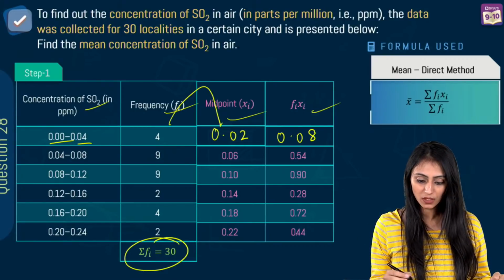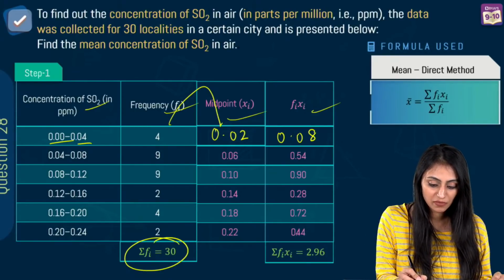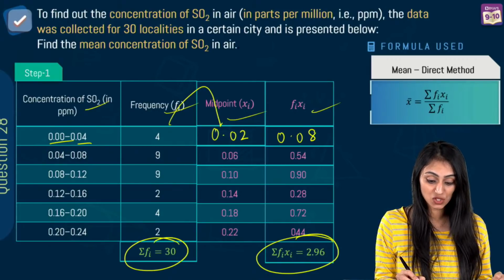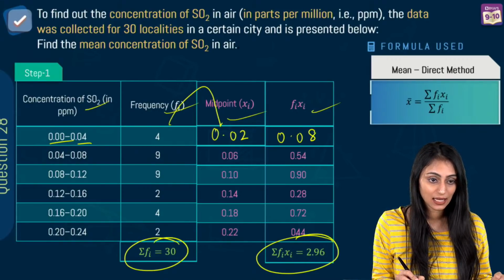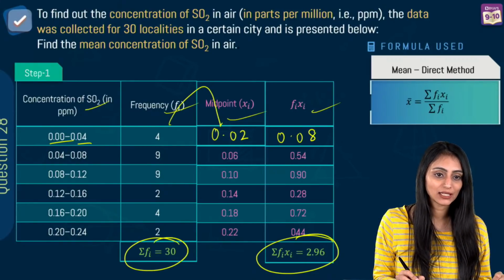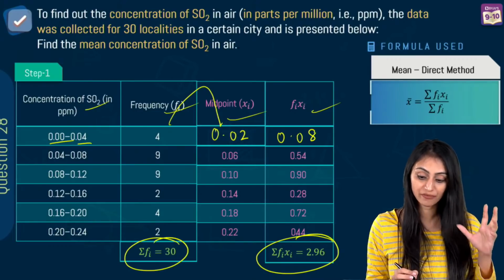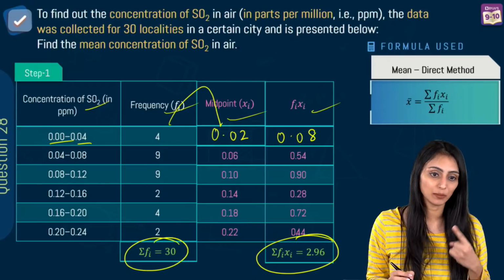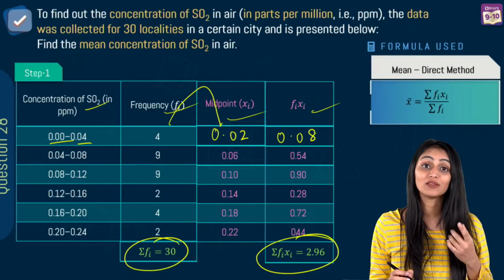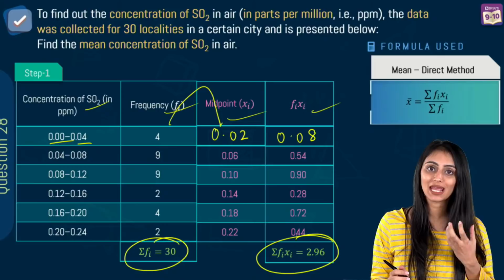Alright, so what we are doing here is finding the value of summation Fi xi, which is 2.96. How do we know whether we have to use direct or assumed mean method? See, the name of the method is generally not mentioned in the question. If it is mentioned, please use that method only, right? But if the name of the method is not mentioned, you can use any method.